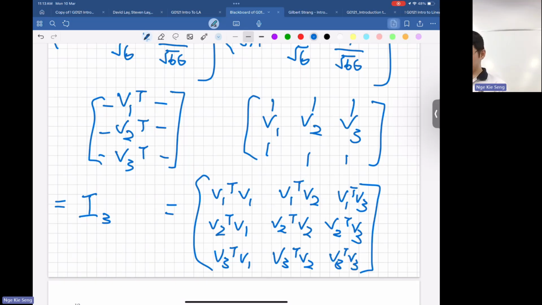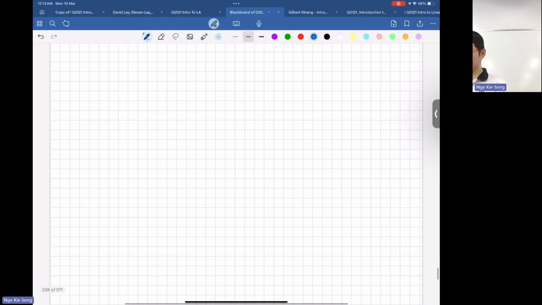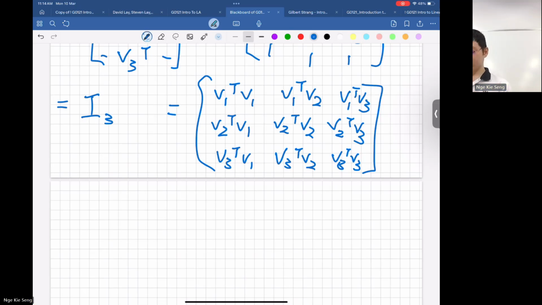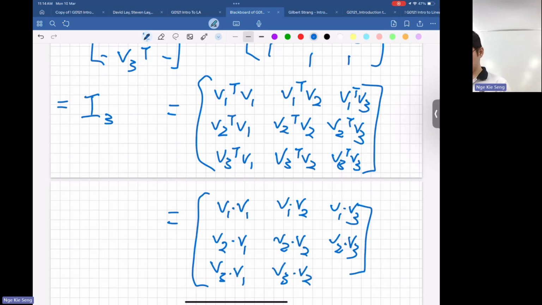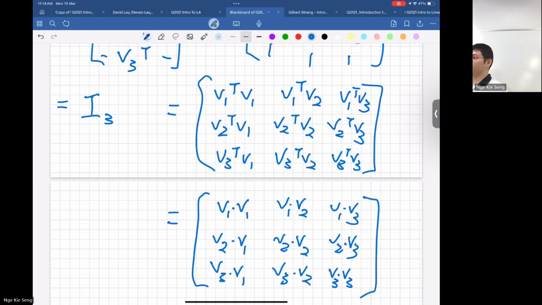But what is this? What is the transpose times vector? This is what we define as a dot product. So actually we are doing v1 dot v1, v1 dot v2, v1 dot v3, v2 dot v1, v2 dot v2, v2 dot v3, and then v3 dot v1, v3 dot v2, and v3 dot v3. The end product of a dot product is what? A number. So you have a 3 by 3 matrix.